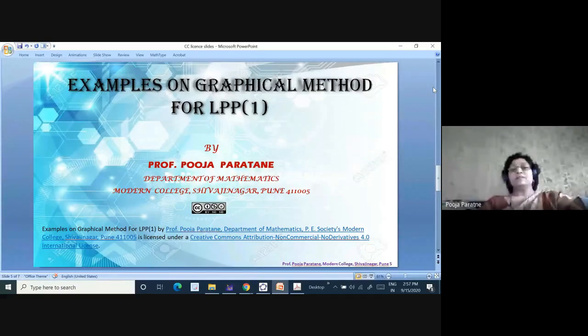A very basic method of solving the linear programming problem is the graphical method, which is used only when the linear programming problem has two variables. We can solve an LPP with a maximization objective as well as a minimization objective.